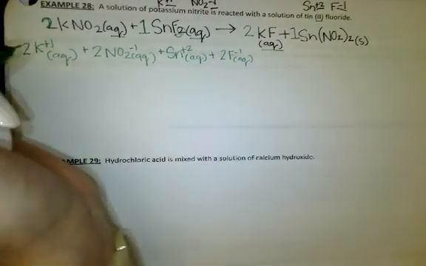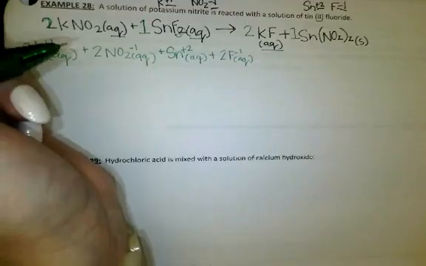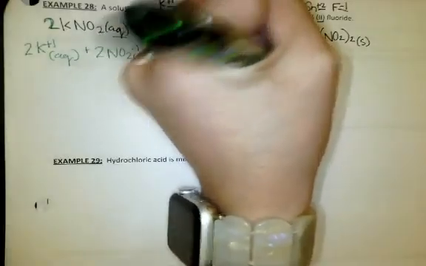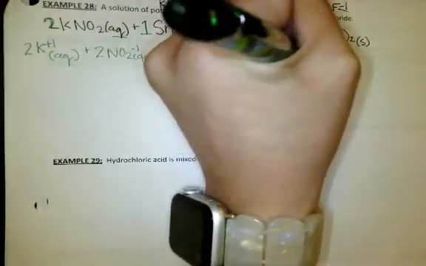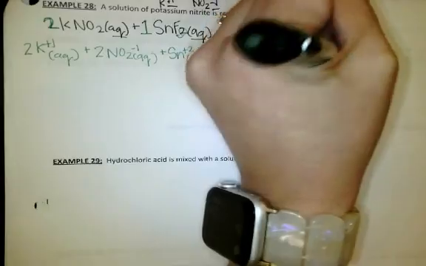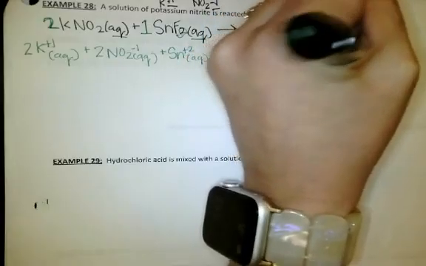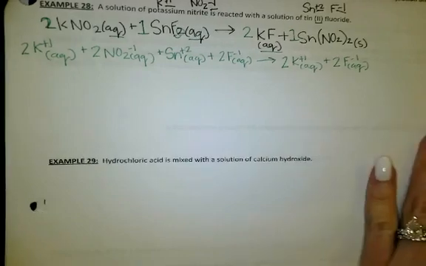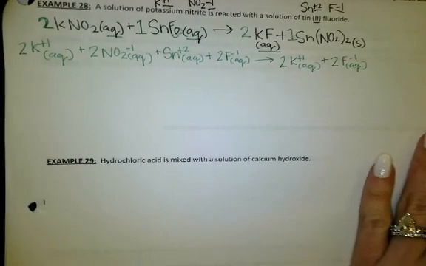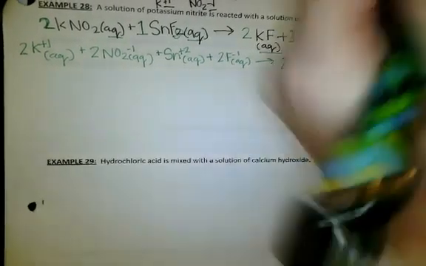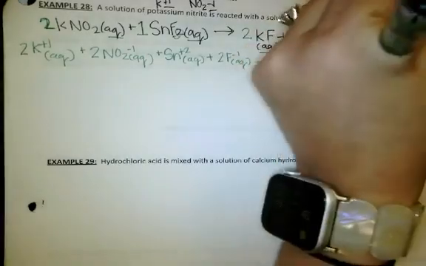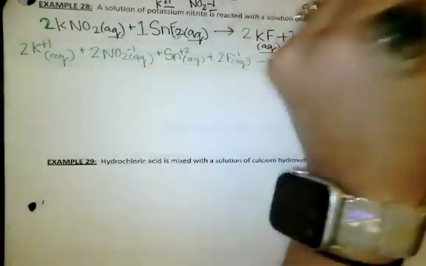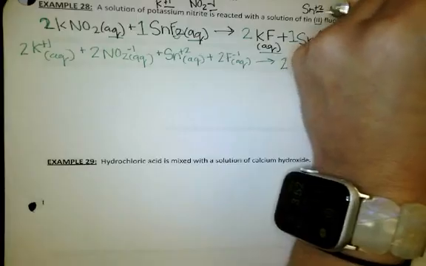Now, that's going to yield, okay, KF is aqueous, so I have to separate them out. 2 potassium ions plus 2 fluoride ions. Now, if it's a solid, do we separate those out? No. So the tin nitrite, Sn(NO2)2, solid, you're going to keep together. You do not separate that out.